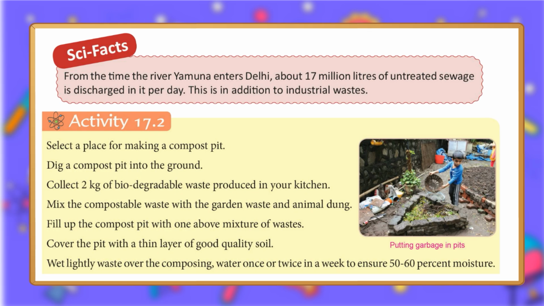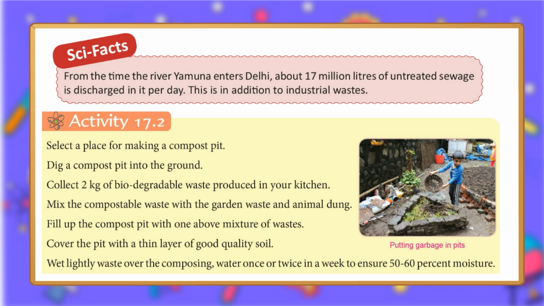Activity 17.2. Select a place for making a compost pit. Dig a compost pit into the ground. Collect 2 kilograms of biodegradable waste produced in your kitchen. Mix the compostable waste with the garden waste and animal dung. Fill up the compost pit with the above mixture of wastes.